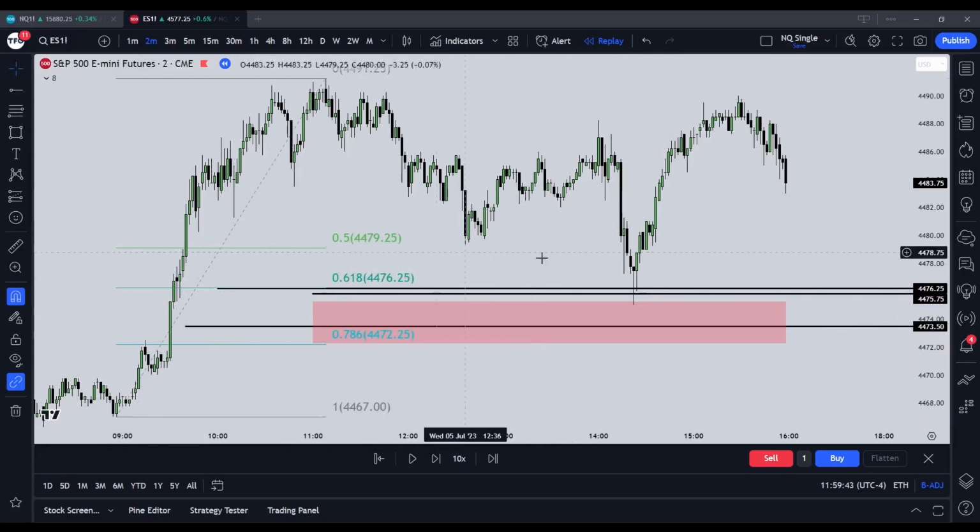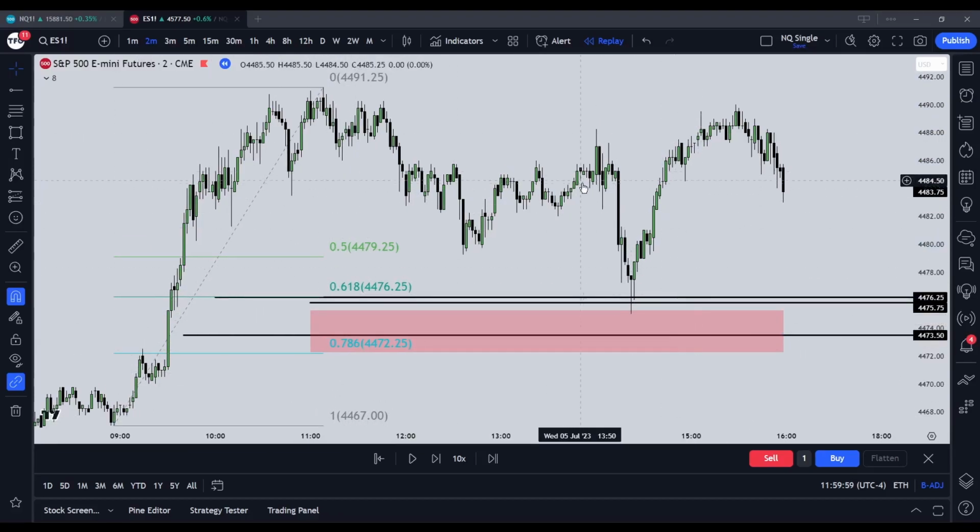We're also approaching discount as well as an optimal trade entry, just piercing through this 0.618 retracement from the morning move. And you can see the immediate reaction that's met once price trades into this area and then proceeds to take out some buy side right here.